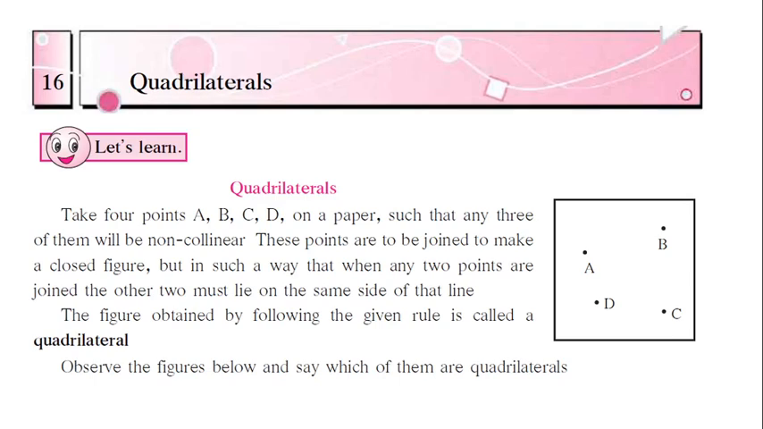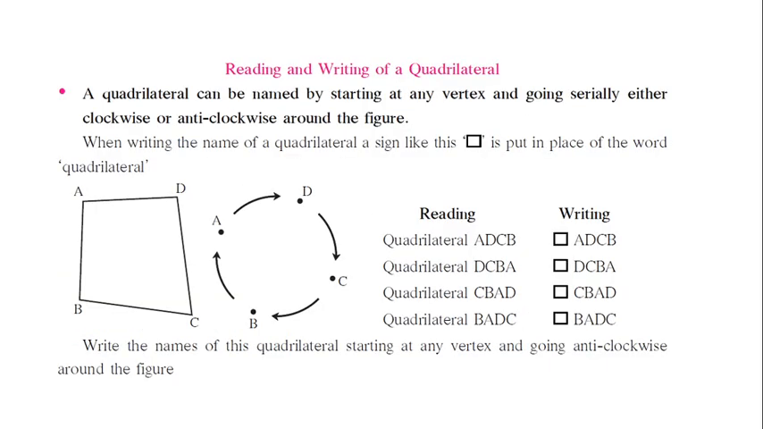First, we will start with the point how to read and write a quadrilateral. Reading and writing of a quadrilateral. A quadrilateral can be named by starting at any vertex and going serially either clockwise or anti-clockwise around the figure.